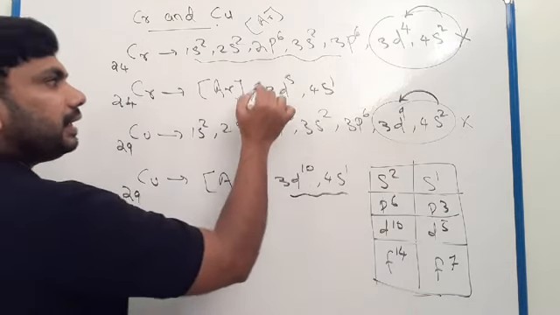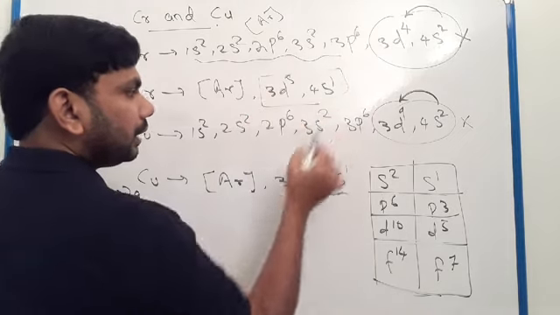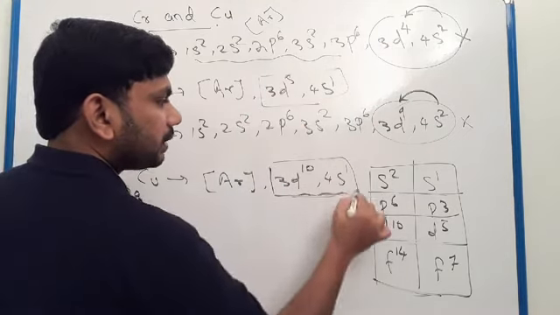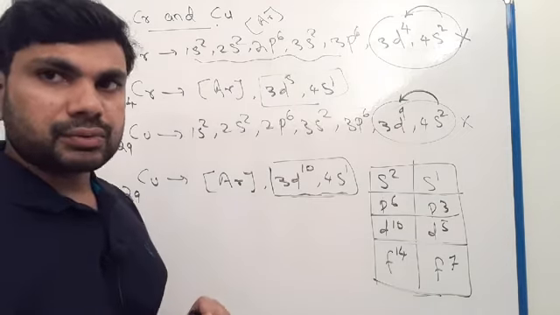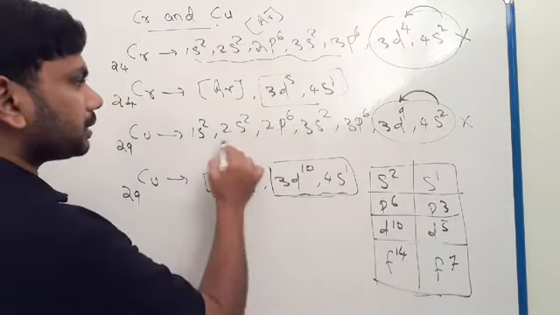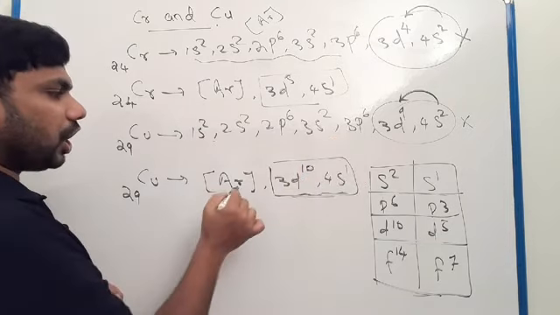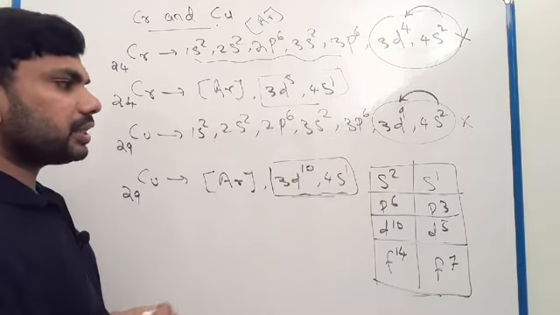Here it is 3d5 4s1. Here it is 3d10 4s1. Okay, 3d10 4s1. Clear? Here this part has 18 electrons, so we can write it as argon, then 3d10 4s1.